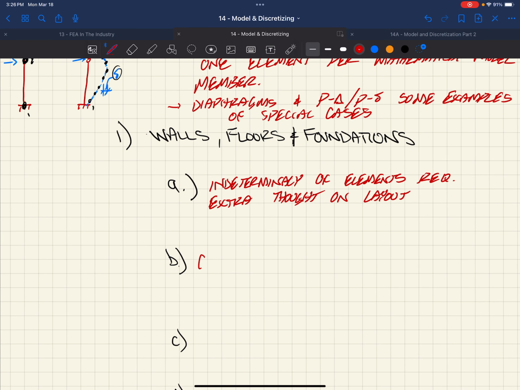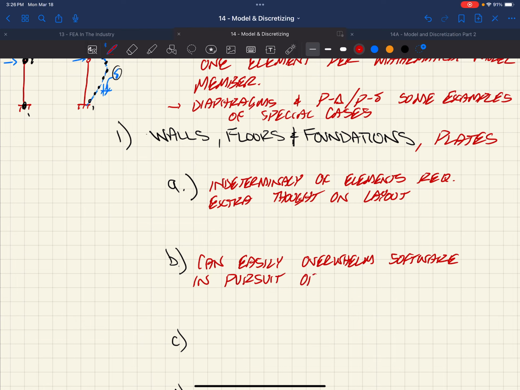Unfortunately, especially with indeterminate elements, walls, floors, foundations, things like plates, we can easily start to overwhelm our analysis software in pursuit of an accurate model.